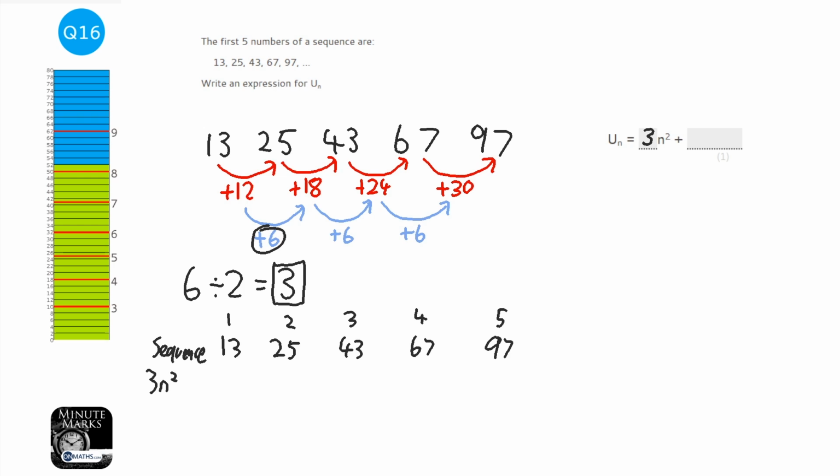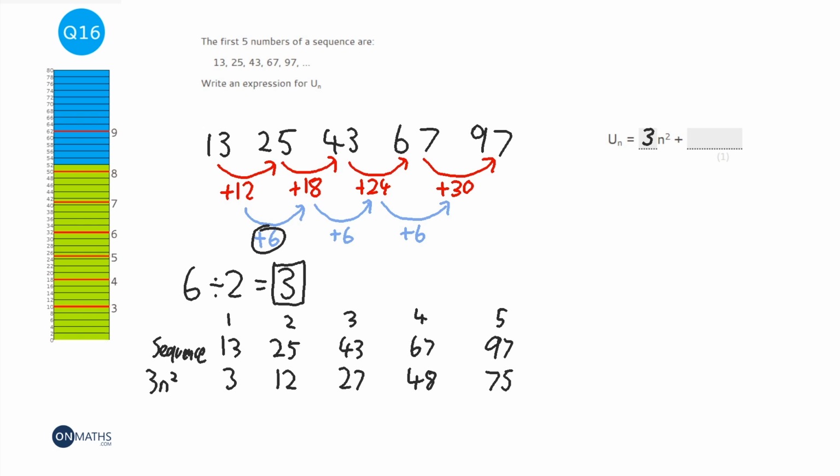Now, that means we just square the sequence number and then times by 3. So 1 squared is 1, times 3 is 3. 2 squared is 4, times 3 is 12. 3 squared is 9, times 3 is 27. 4 squared is 16, and times that by 3 is going to be 48. 5 squared is 25, times 3 is 75.